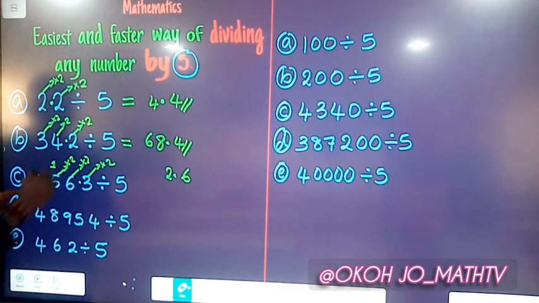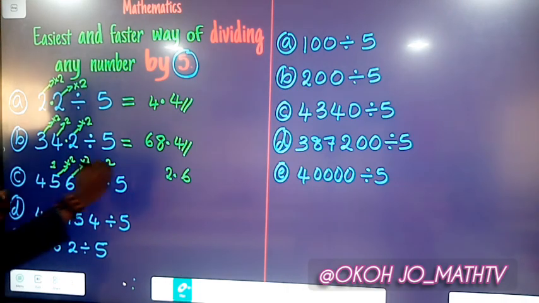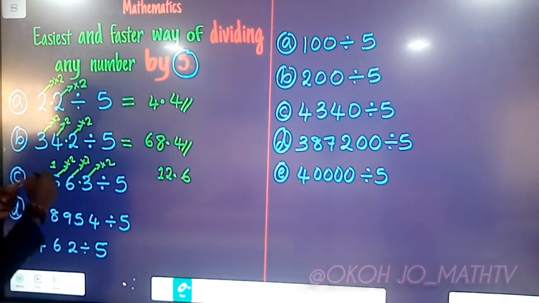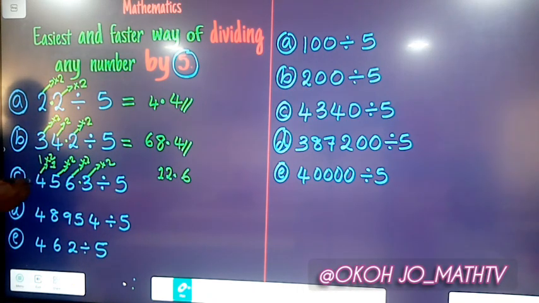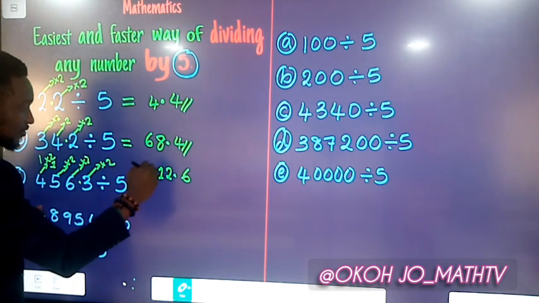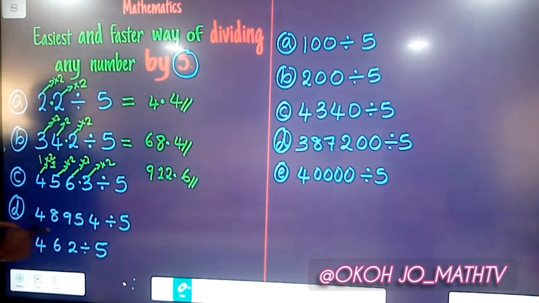5 times 2 is 10. Plus this 1 is 11. Write 1. Still rename another 1 here. Is that okay? Then 4 times 2 is what? 8. Plus this 1, you have your 9. As simple as that.